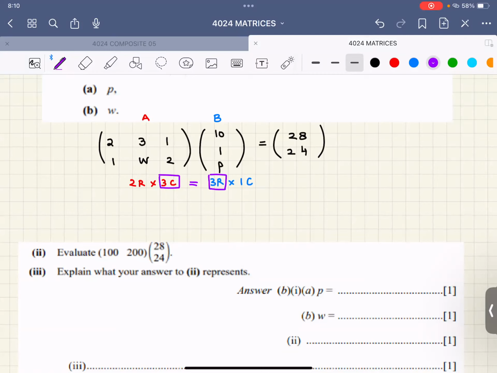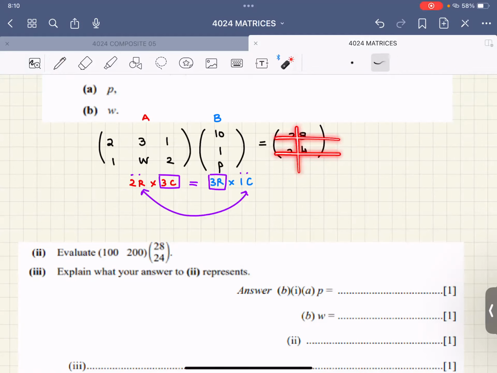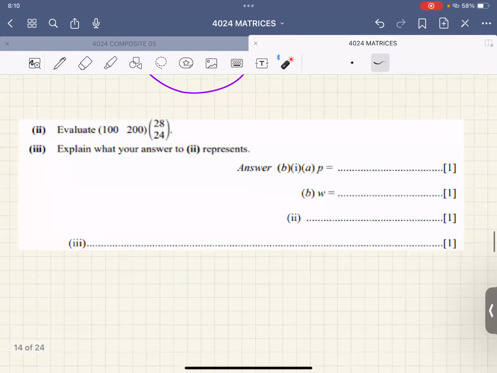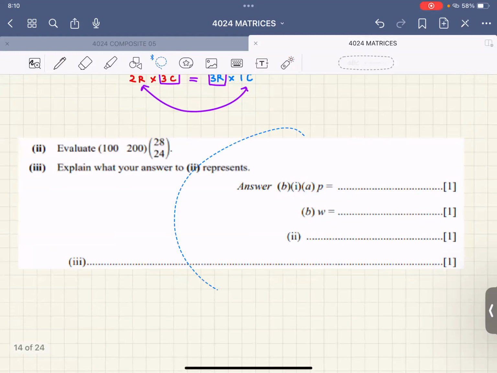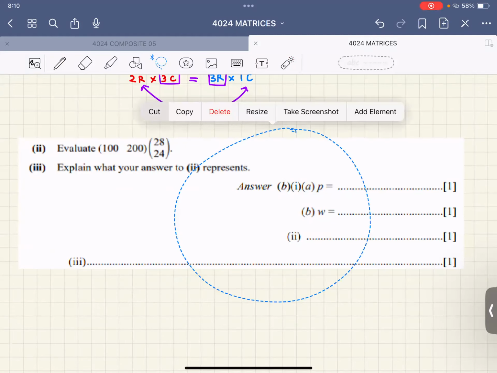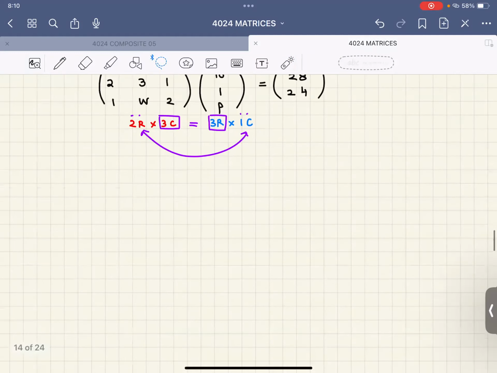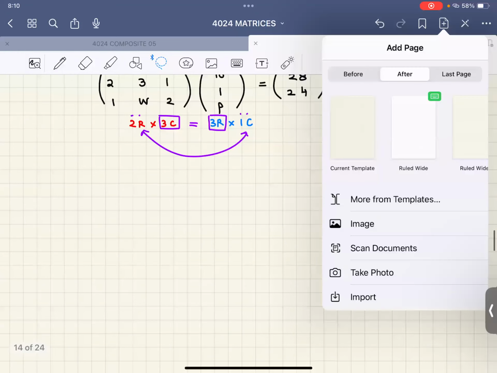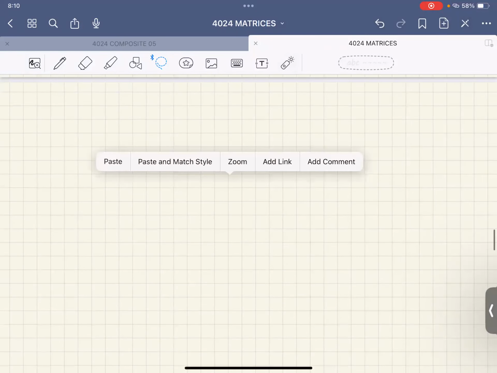How would the answer look like? That would be 2 rows, 1 column. That's right over here. 2 rows, 1 column. That is perfect. Now, if I multiply it out, so let me just take this thing and move it to the next page because I want some more space. So let me paste it over here.